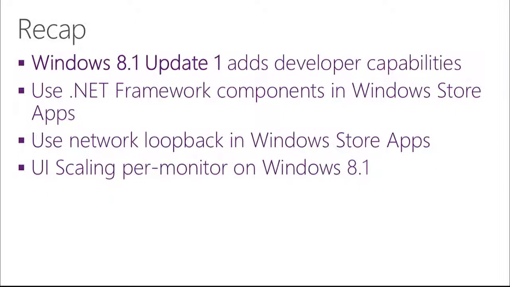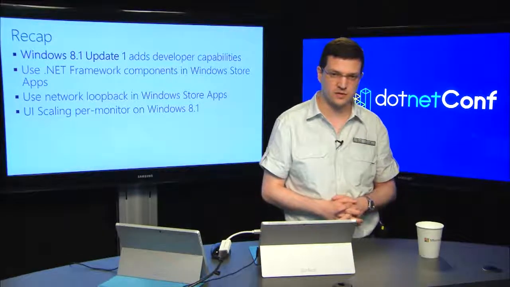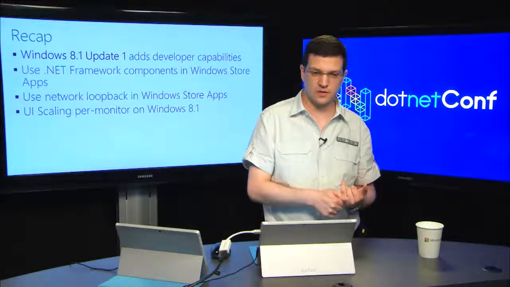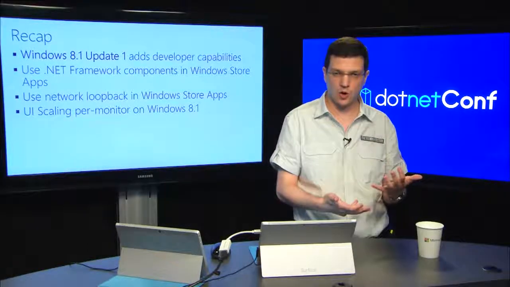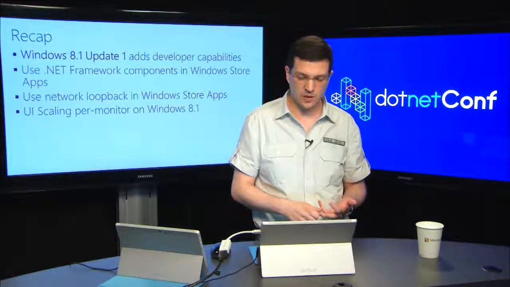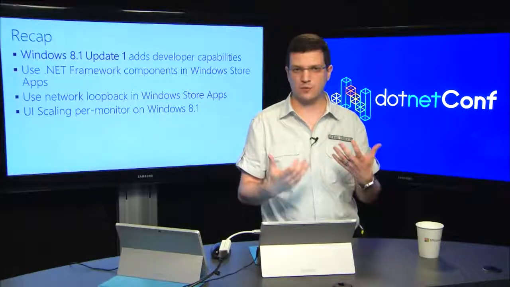All right, so we just looked at a couple of things. Well, we looked at two and talked about two more. First of all, update 1 to Windows 8.1 added a bunch of these developer capabilities. I'm talking about the fact that store apps can now talk to the network, some kind of a local host, right? So IIS running locally on a machine for the network loopback adapter, and the ability to also communicate with full .NET Framework components out there.